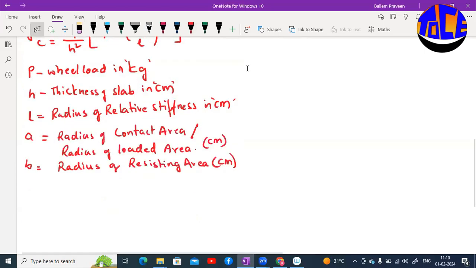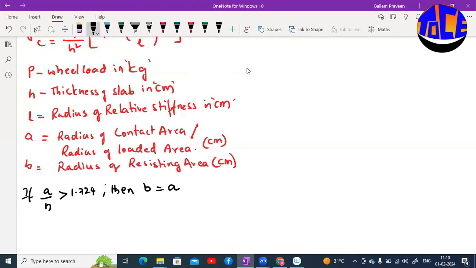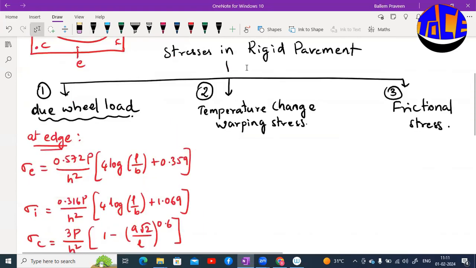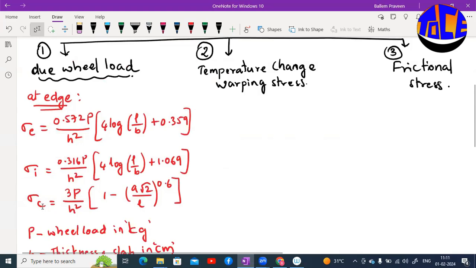Generally, this B value depends on the A by H ratio. If the A by H ratio is greater than 1.724, then B will be equal to A. If A by H is less than 1.724, then again Westergaard provided an equation to calculate the B value, that B is equal to root of (1.6 A square plus H square) minus 0.675 H. So these are the equations to calculate stresses due to wheel load at various portions, that is at the edge, interior, and corner portions.